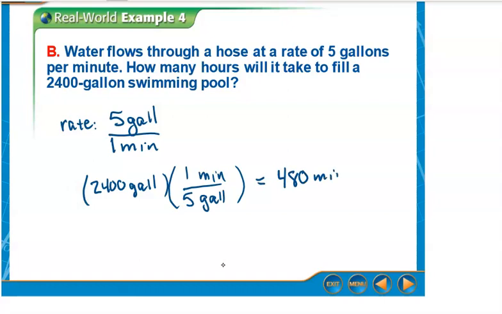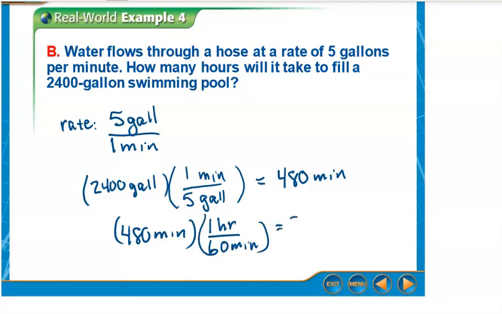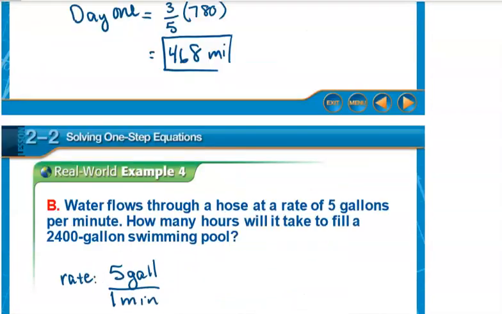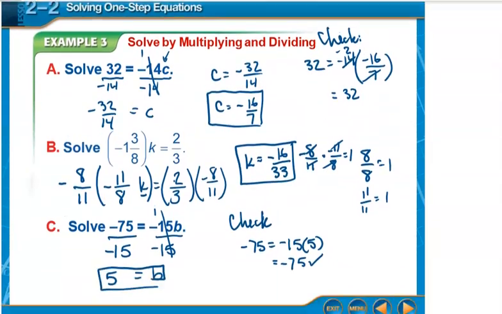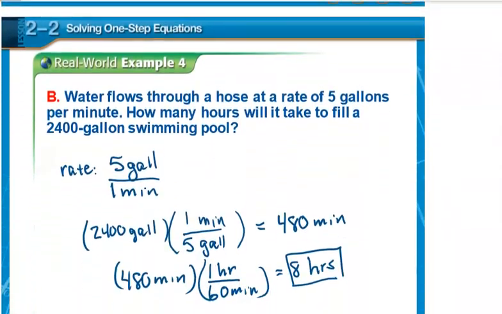480 minutes. And then if I want to convert minutes to hours, I've got to divide that by 60. So this is what it looks like. 480 minutes. There's 1 hour for 60 minutes. So if I divide 480 by 60, I end up with 8 hours of fill time. So today's lesson is all about a little bit of word problems, solving equations with just one step, and then that's it.